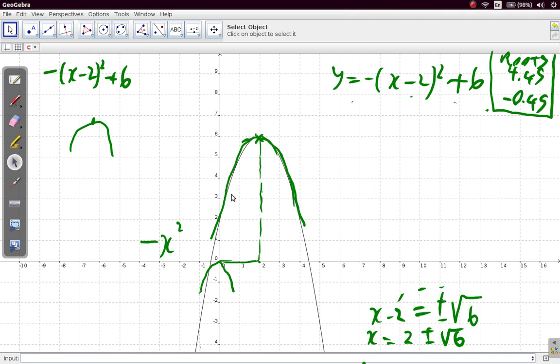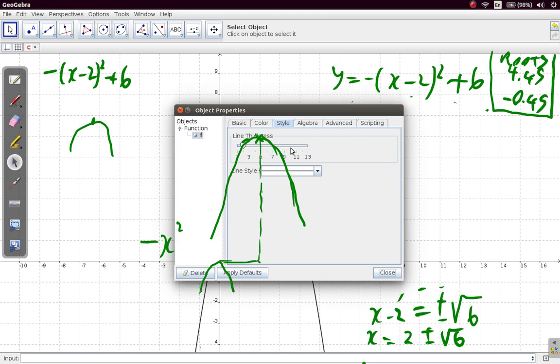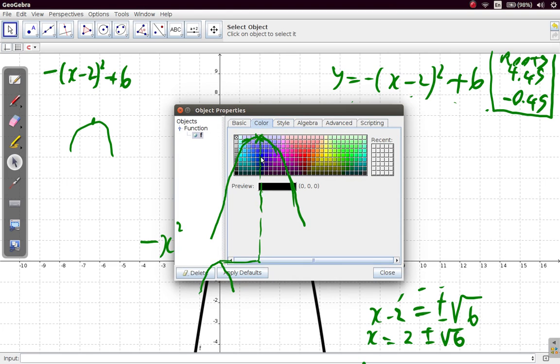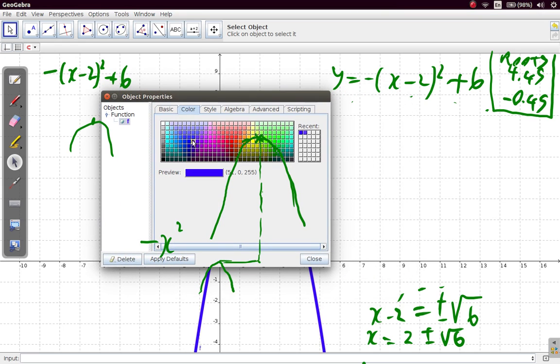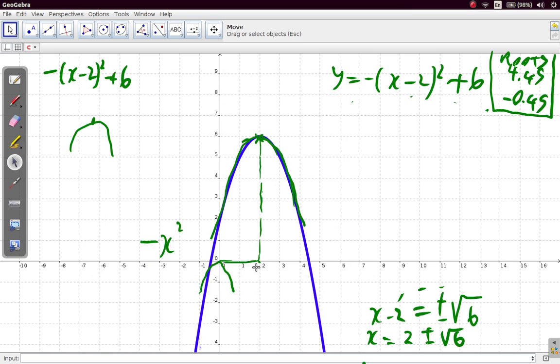I want to see the graph more clearly. So the thickness of the line is that. Let's make the color blue. Some shade of blue. Okay, good. So we have it. We have the graph here.